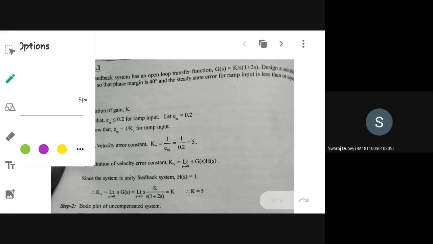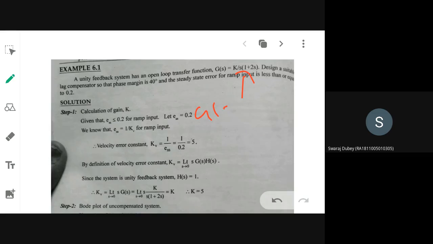What's given in the question? A unity feedback system has an open loop transfer function. Other than Swaraj, nobody is listening, I think. So, what is the open loop transfer function that is given? G of s is equal to k divided by s into (1 plus 2s). And for which they have asked you to design what compensator? A lag compensator, and they've given some specifications.